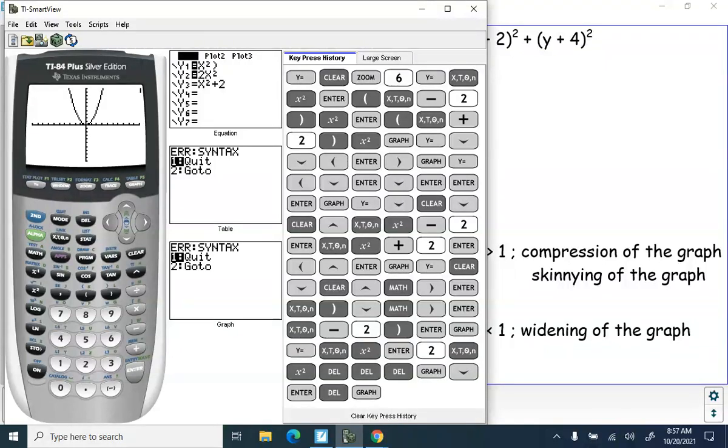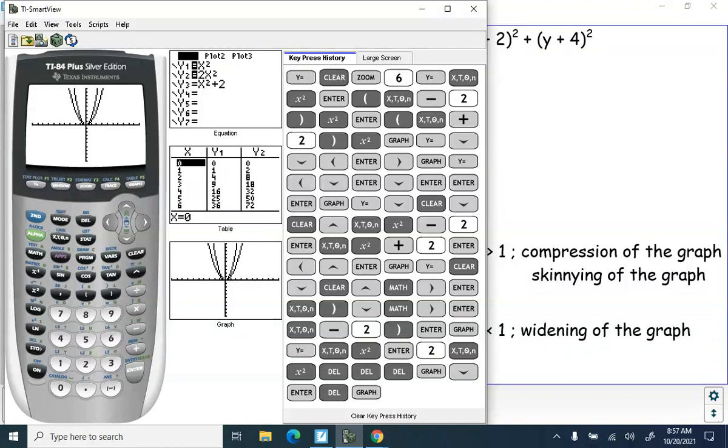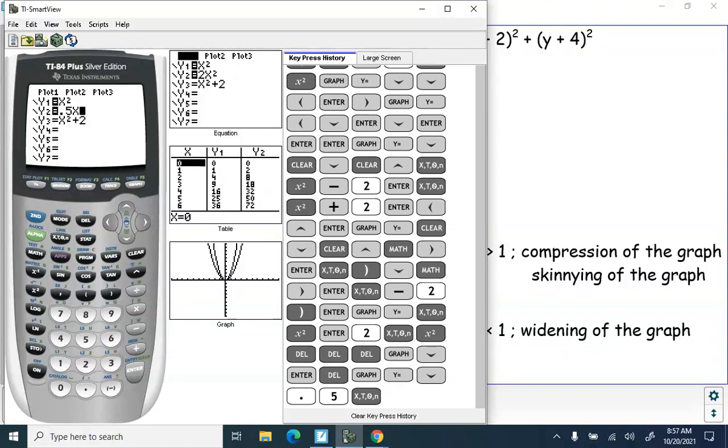We get our first function, and when we go 2x squared, your graph starts to skinny out. That's called a compression of the graph. If we type in your y2 0.5 x squared and graph that, we get our x squared and we get a widening of our graph. The reason is that the coefficient will make our y values get bigger or smaller faster.